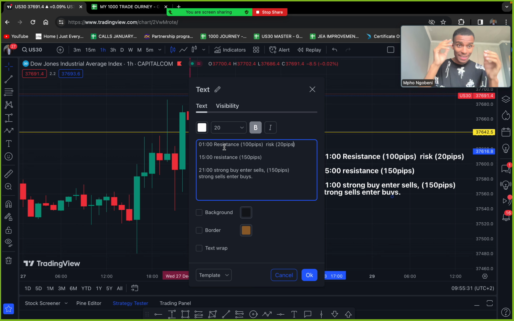But if we lose all 3 trades, tomorrow is another day, and we're gonna get more good entries to bring back all those losses.